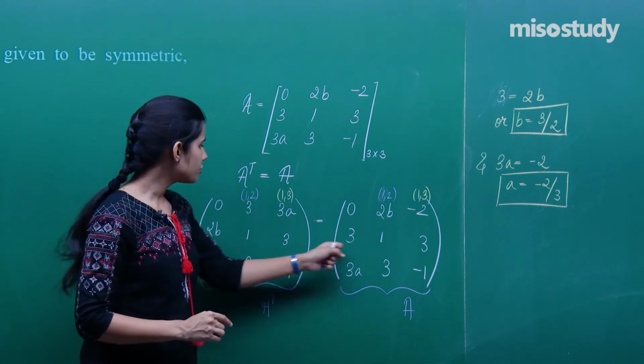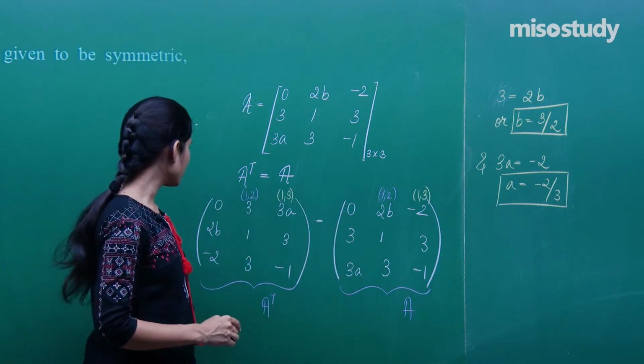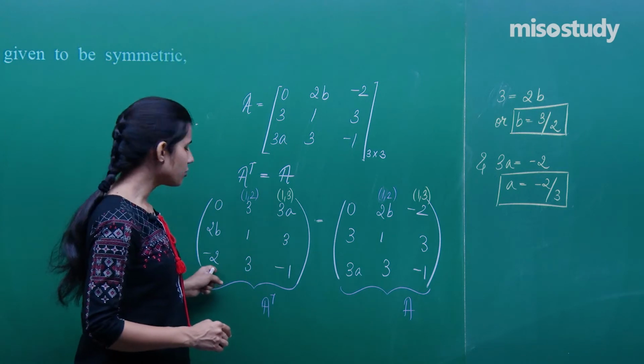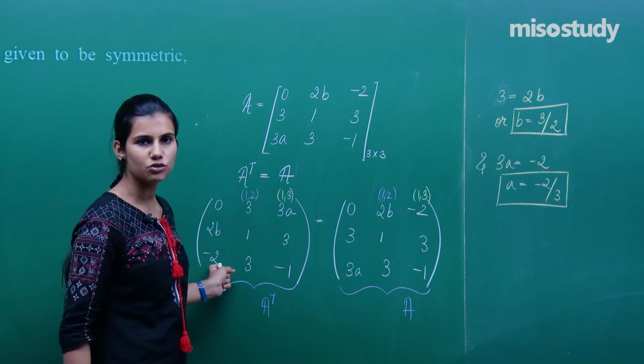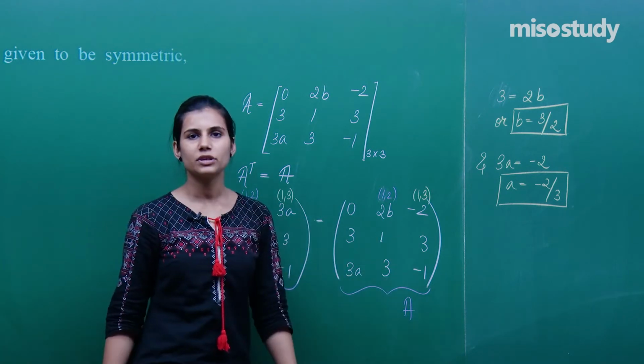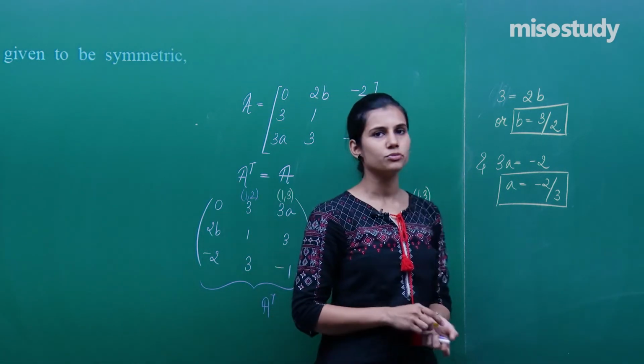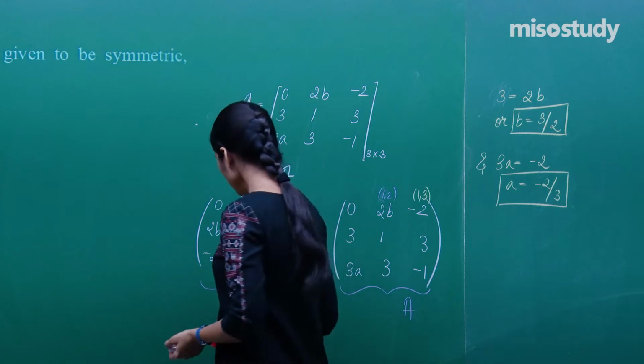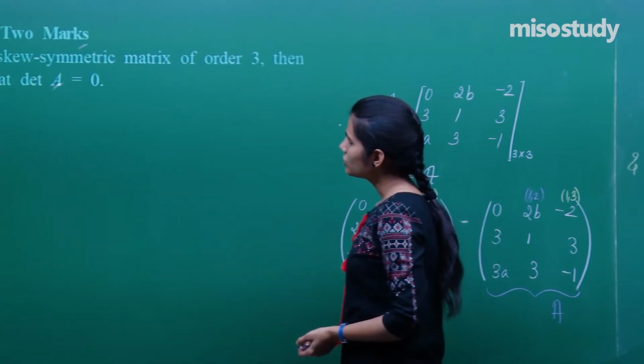If from here also you see 2b equals 3, b will be 3/2 only, and from here if you see 3a equals -2, again a will be equal to -2/3. So either from here you can evaluate, or from the 1/2th and 1/3th element you can evaluate. Your a and b are going to come out to be this itself. After this we have to move towards the fourth question.